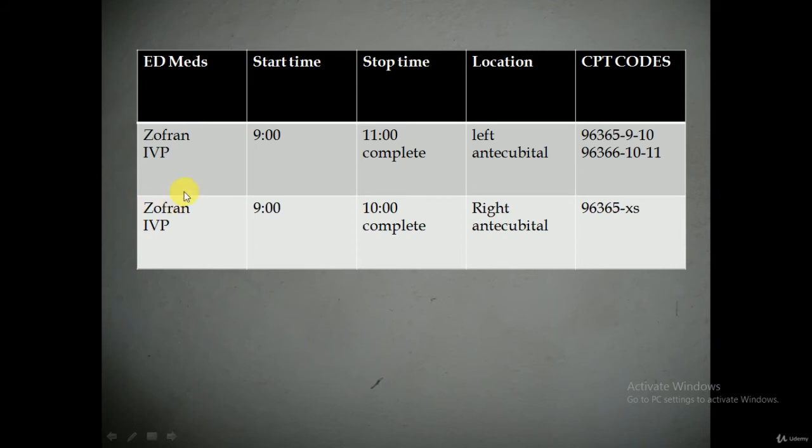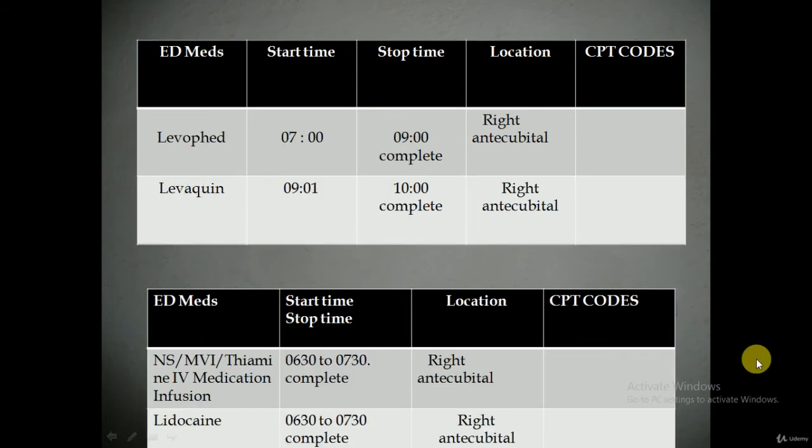So whenever the same drug is given but to another region, this is the right side and the left side, so we have to code 9 to 10, which means we have to give 96365 initial service with modifier XS. That means separate structure. This is the left and this is the right side. To identify that, we are giving this modifier. Next we will see the remaining CPT code scenarios.